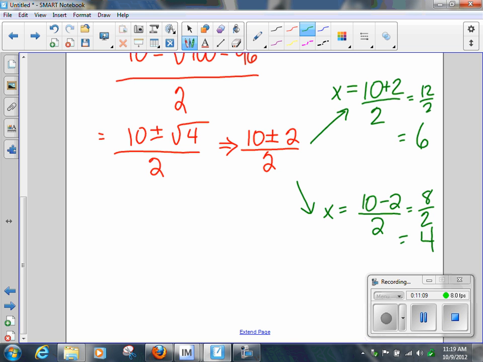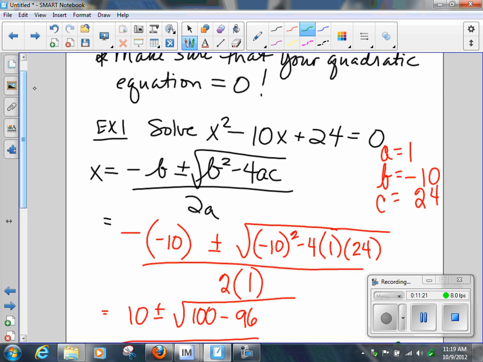Okay? My solutions are 4 and 6. Facile or difficile? Put it in your calculator. Just put it in your calculator. X squared, y equals x squared minus 10x plus 24. Graph it. Look at your parabola. Does it cross at 4 and 6? Yep. Okay. Check those values or check your zeros. But that's the way you can check it every single time.